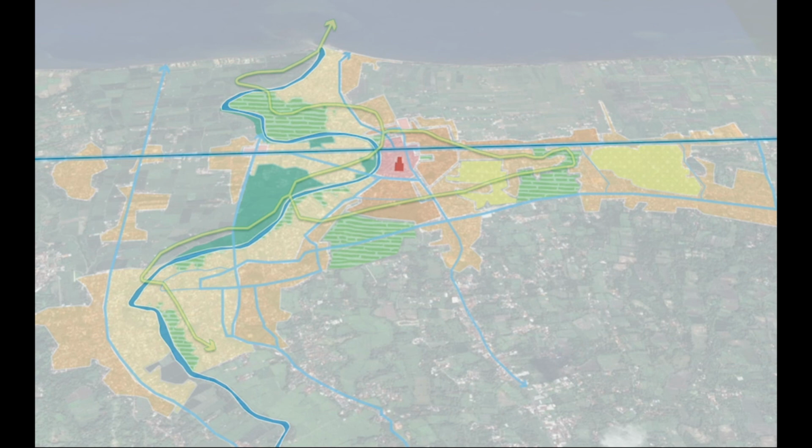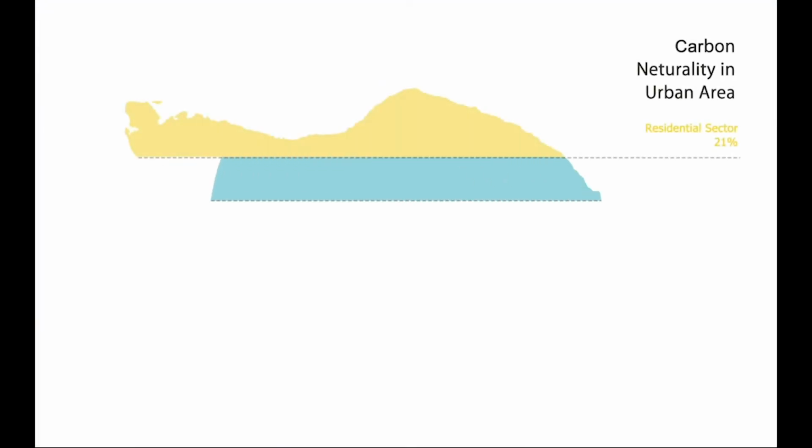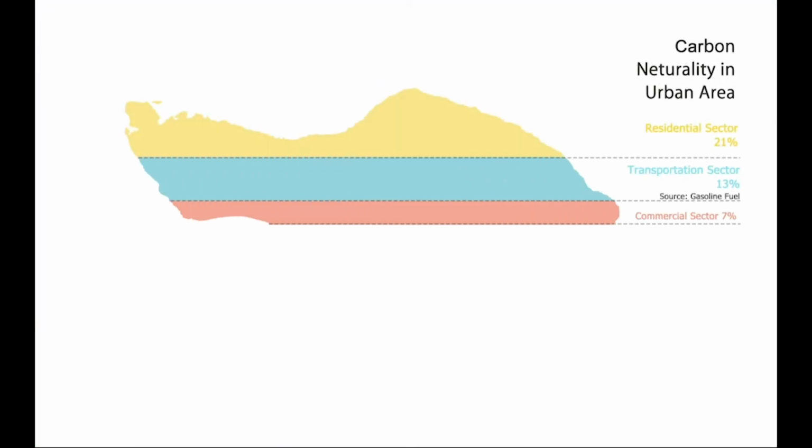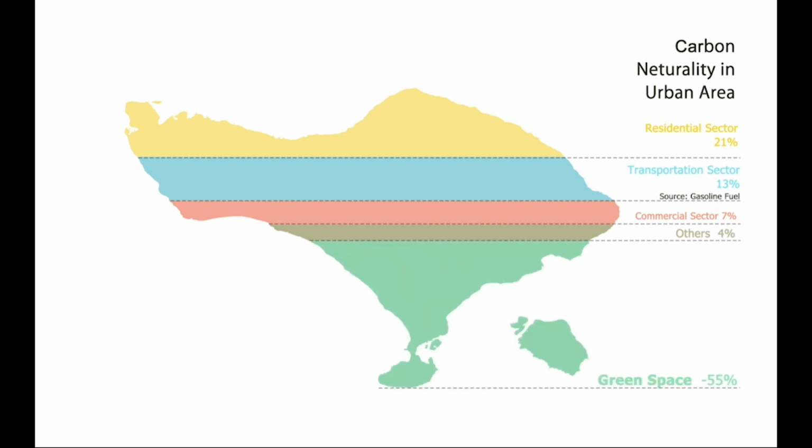In conclusion, we have discussed our strategy from the whole Bali Island to the 4 urban forms. As mentioned in the fingerprints, we hold that Bali can achieve the carbon neutrality of the urban areas in 2045.